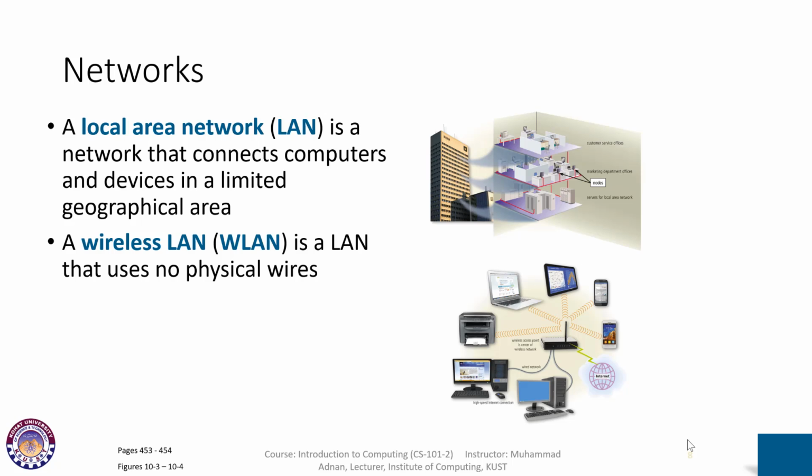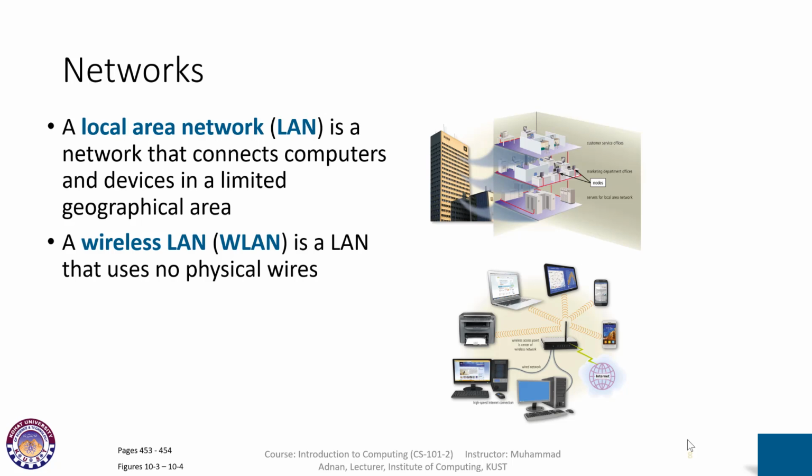Then we have different types of networks. The first one is a local area network, called LAN, which is a network that connects computers and devices in a limited geographical area. So if you have a school, a university, or a home, and the different communicating devices and computers are connected together, that makes up a local area network. Whereas a wireless local area network is a LAN that uses no physical wires. Nowadays a lot of people are using WLANs because they give a lot of ease, so you can move around and still your laptops, smartphones and computers are connected together wirelessly.